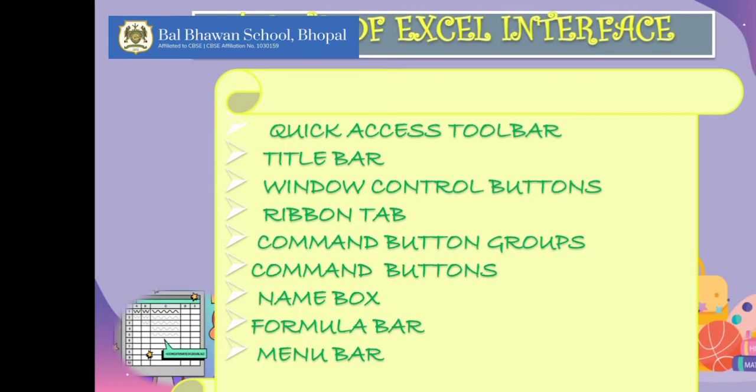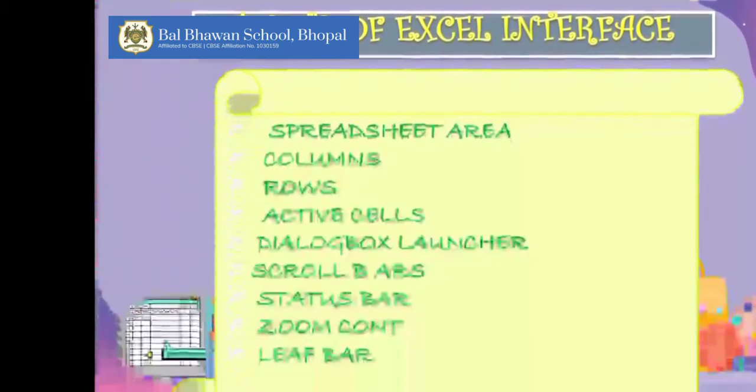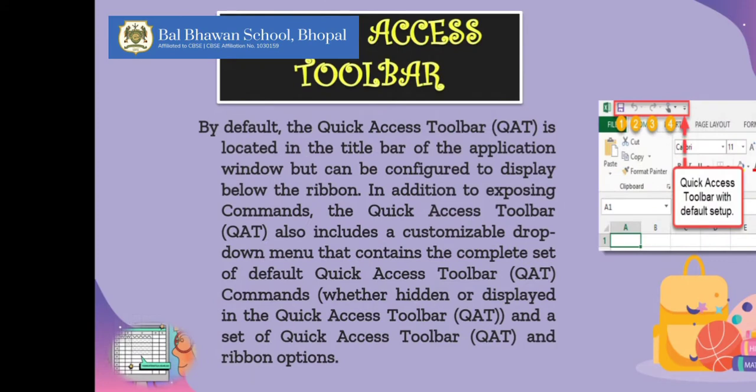Quick access toolbar, title bar, Windows control buttons, ribbon tab, command button groups and command buttons, name box, formula bar, menu bar. Then we have spreadsheet area, columns, rows, active cells, dialog box launcher, scroll bars, status bar, zoom controls and view bars. In today's session we are going to discuss the first set of components of the Excel window.